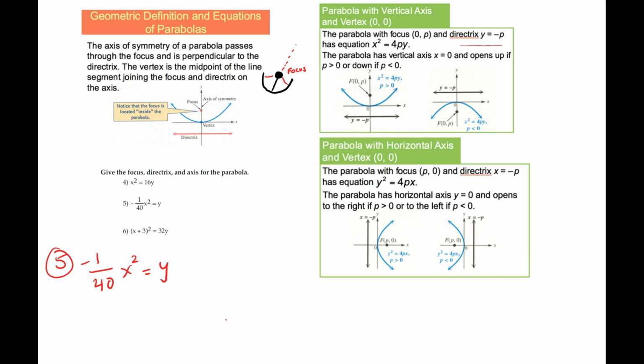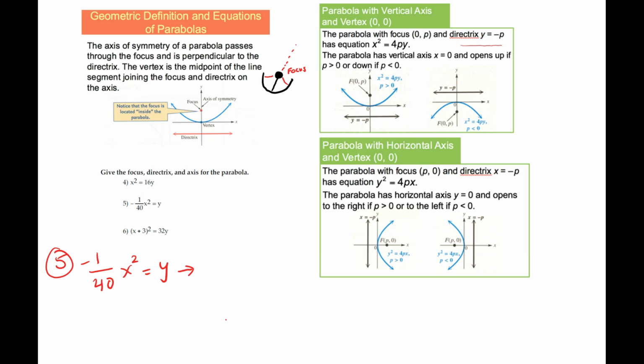Okay, so in this next example, we see that it says -1/40 x squared equals y. So again, we're still dealing with vertical axis symmetry. So I'm going to say then, well, okay, what do we have? x squared equals 4py. But if you notice, it's not quite set up like that.